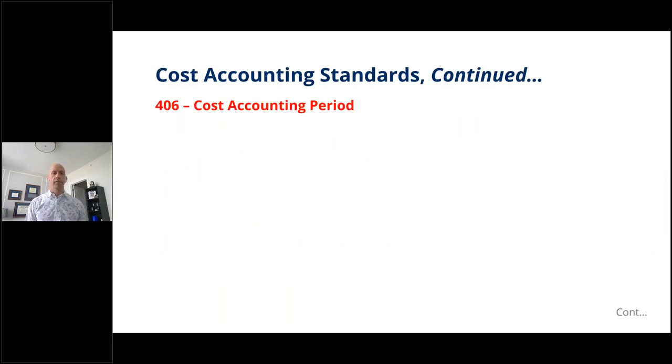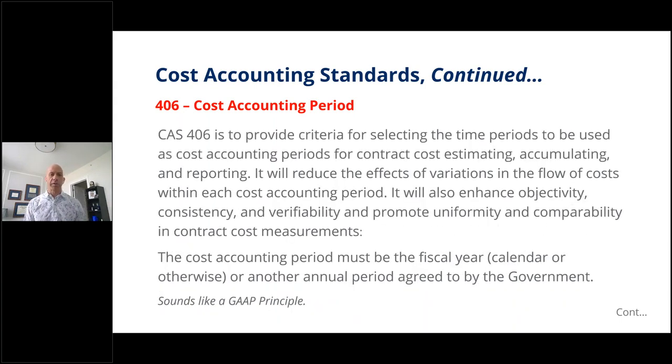CAS 406, the cost accounting period. I'm going to jump to my little note at the bottom of the screen here. Sounds like one of the GAAP principles, right? So when we did the GAAP principles, I think in the foundations course of this series, where we talked about the 10 GAAP principles, one of them is a cost accounting period. Same thing here for CAS 406. The contractor needs to select a time period for the cost accounting, for their cost estimating, accumulating, and reporting, right?